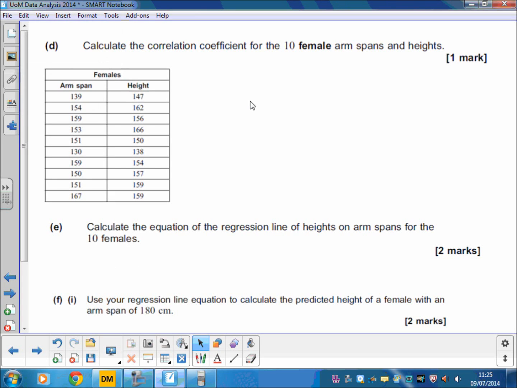Data analysis 2014, question 3D. Right, now we're moving on to the female arm spans and heights. So you can find this on the page in your data sheet, and it wants the correlation coefficient.